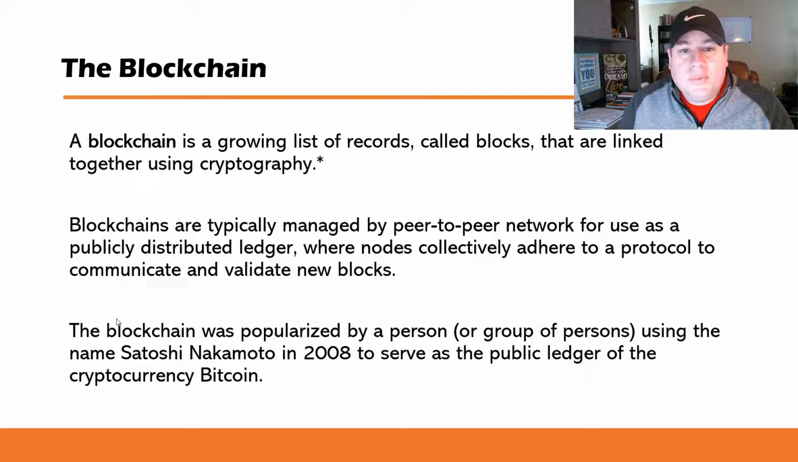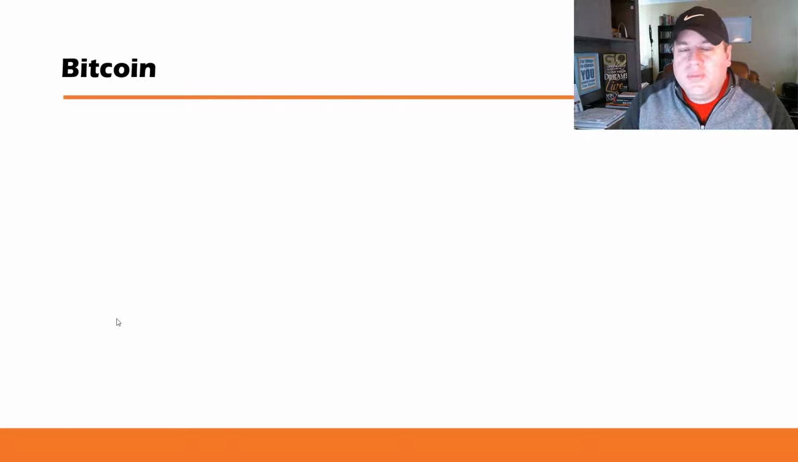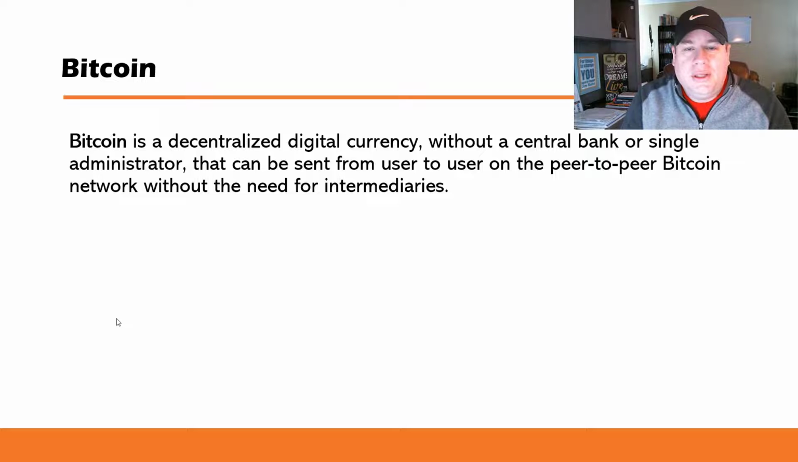Okay, now speaking of Bitcoin, you've probably heard of Bitcoin. You're watching this video because that captured your attention, and also with cryptocurrencies, it's the most well-known in the world. It's kind of like the Kleenex of tissues, right? When you speak of tissues, you think of Kleenex. When you think of cryptocurrencies, you think of Bitcoin. So Bitcoin is a decentralized digital currency without a central bank or single administrator that can be sent from user to user on the peer-to-peer Bitcoin network without the need of these intermediaries.